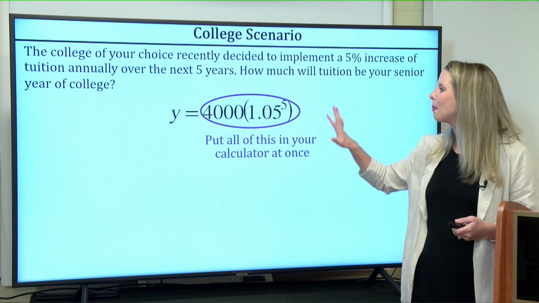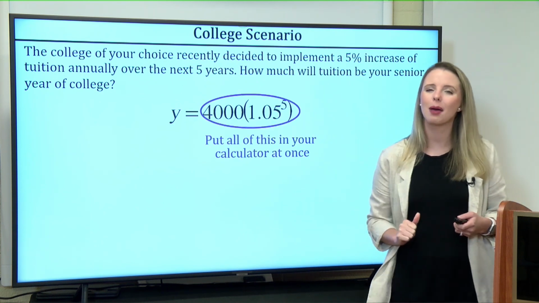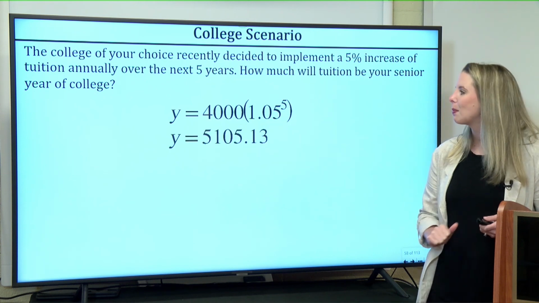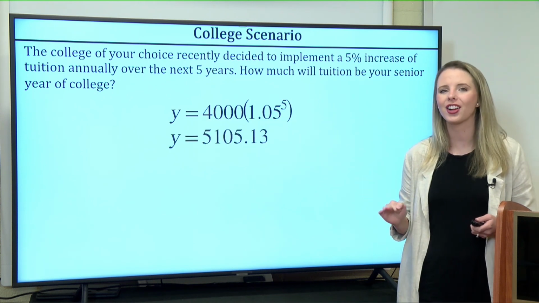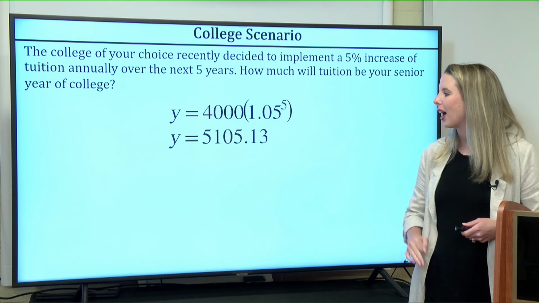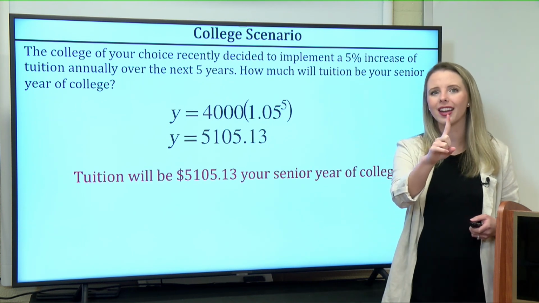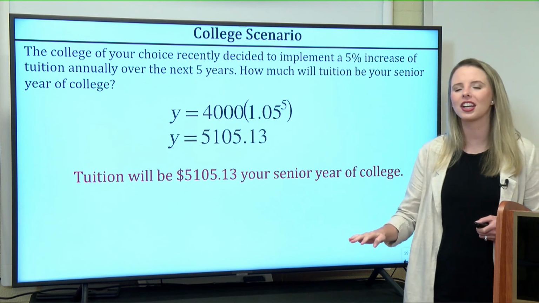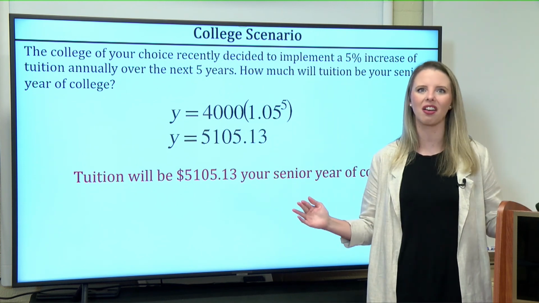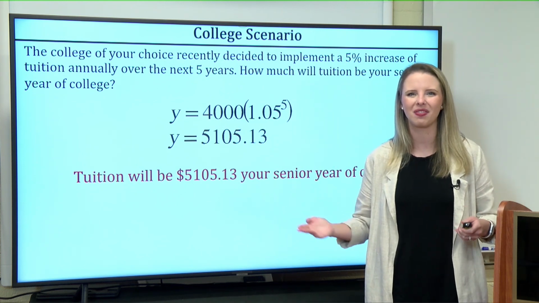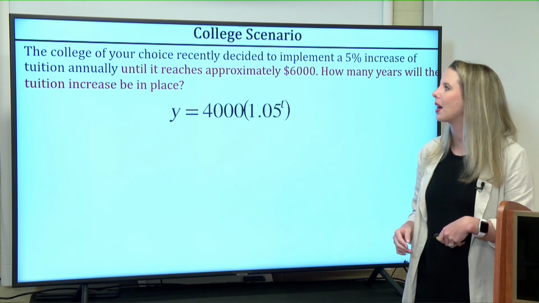Once again, we're going to put all of this in our calculator at one time in one step, and that's going to be $5,105.13. Guess what? That is the same answer that we found in week 1. However, we only had to touch our calculator one time instead of 5. How wonderful was that? Let's change this problem up a little bit.